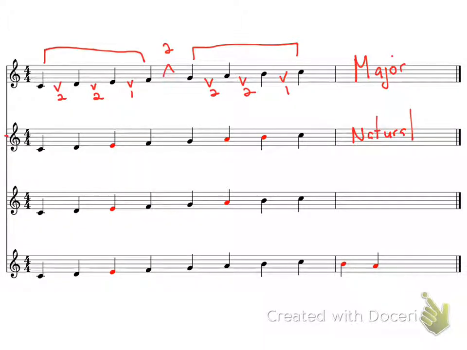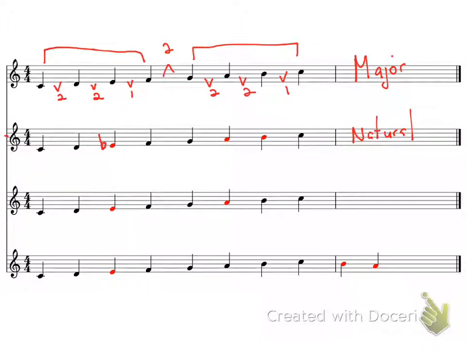So we want to go to the third degree and simply lower it by a half step. We have E natural, so we want to turn that into E flat. Remember, flats lower notes by one half step. So in this case, we will use a flat.